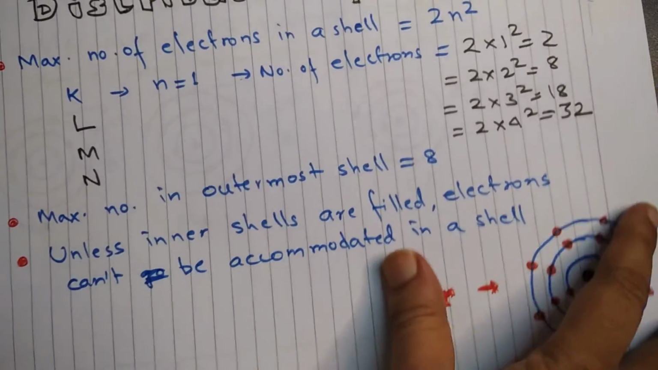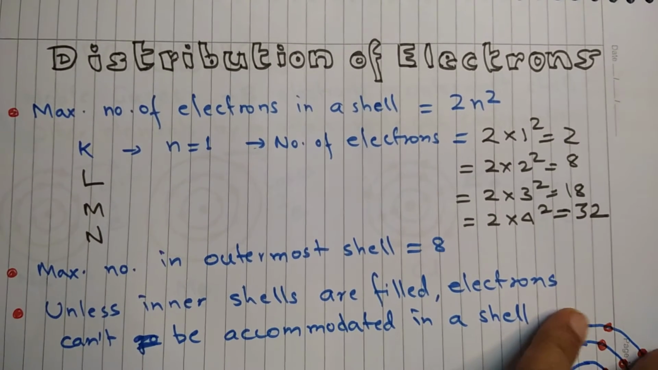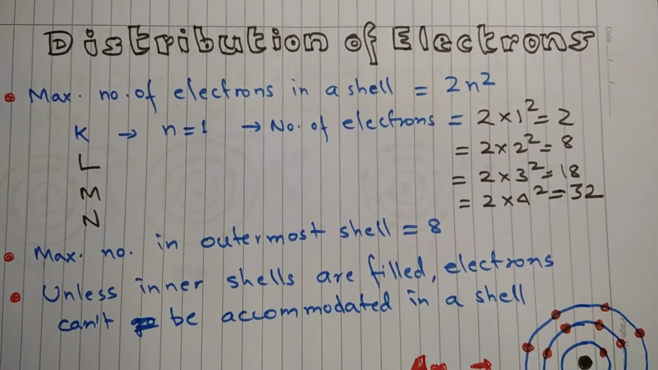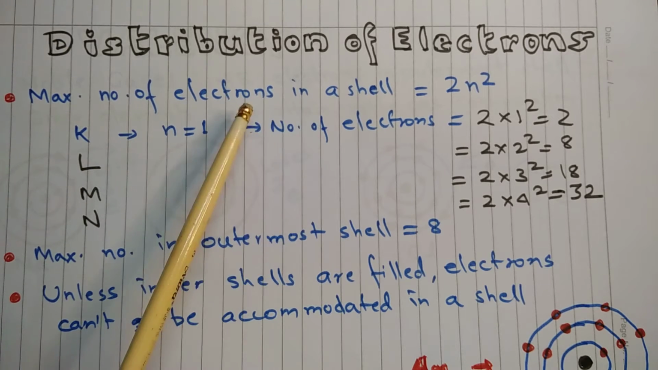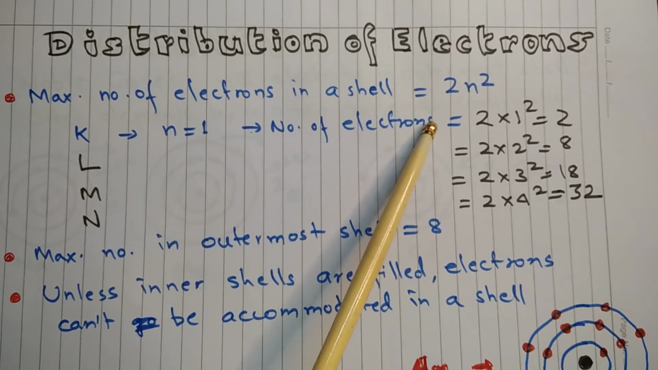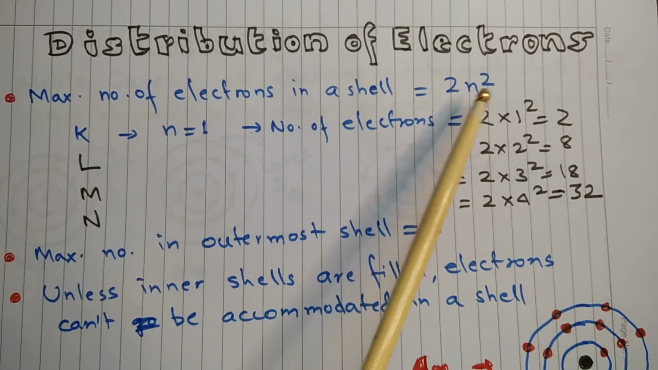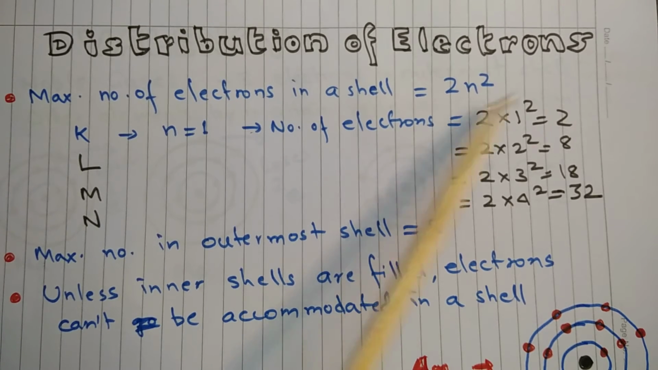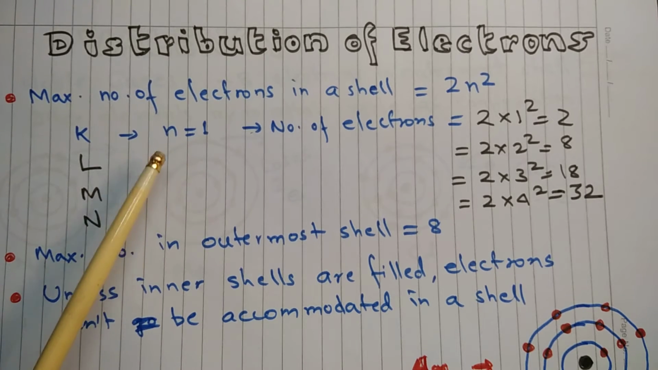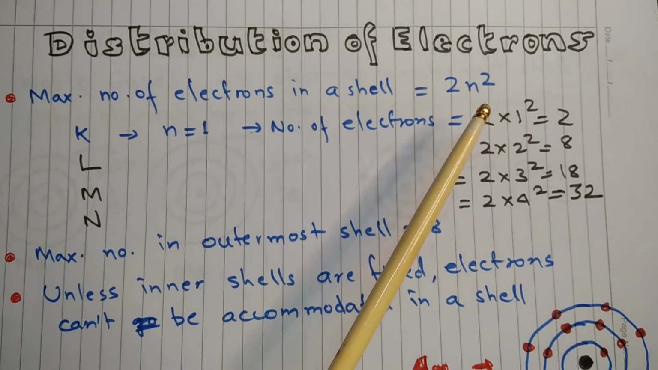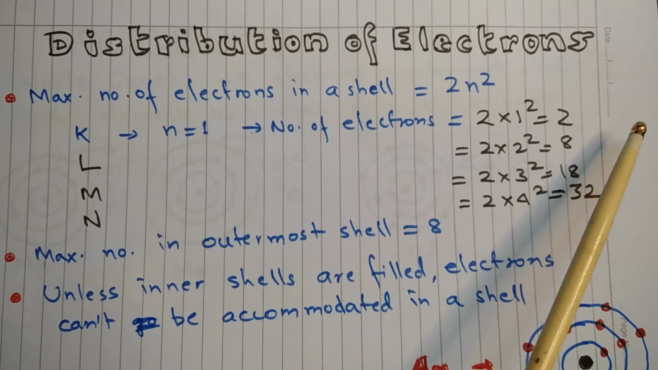Distribution of electrons. So let us see how electrons get distributed in their discrete orbits. The number one concept is that the maximum number of electrons in a shell is given by the formula 2n square, where n is the number of the shell. So for the first shell, that is n equal to 1, the maximum number of electrons will be 2 multiplied by 1 square, which is equal to 2.